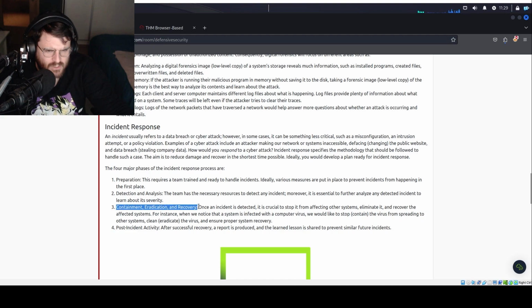Containment, eradication, and recovery. Once an incident is detected, it is crucial to stop it from affecting other systems, eliminate it, and recover the affected systems. For instance, when we notice that the system is infected with a computer virus, we would like to stop the virus from spreading to other systems, clean the virus, and ensure proper system recovery.